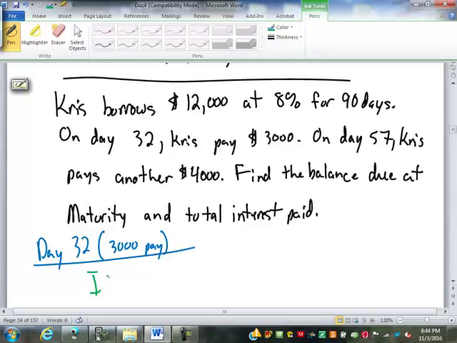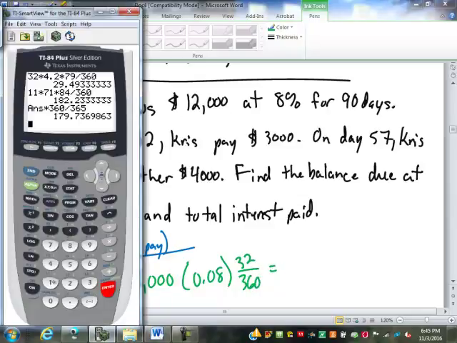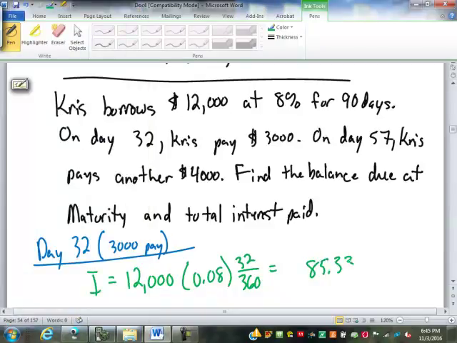So, we need to find the interest. Well, the interest is going to be on the full balance of $12,000. What's our rate? 8% is 0.08. 32 over, doesn't say, does it? So that means 360. So 12,000 times 8% times 32 over 360. $85.33 is our interest.